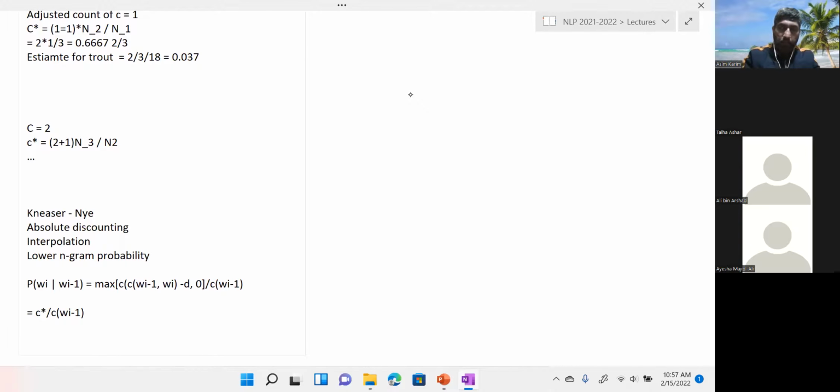The second thing was interpolation. What do we have? We need to have some lambda of Wi minus 1 multiplied by probability of Wi. This part comes in interpolation.